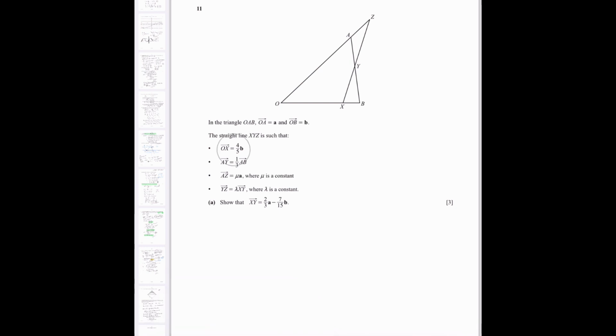So OX equals 4 by 5 b, OX. AY equals 1/3 of AB. AZ equals mu times AY, and YZ equals lambda times XY, where lambda is a constant and mu is also a constant. These all are given. And one more thing, XY is basically OY minus OX.